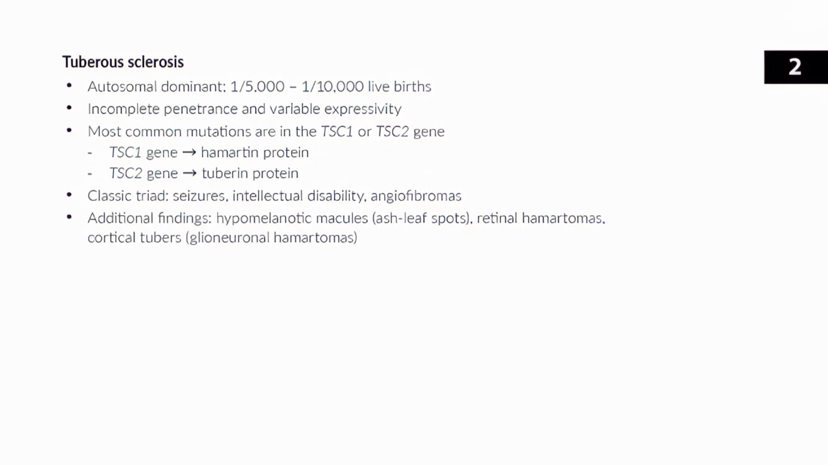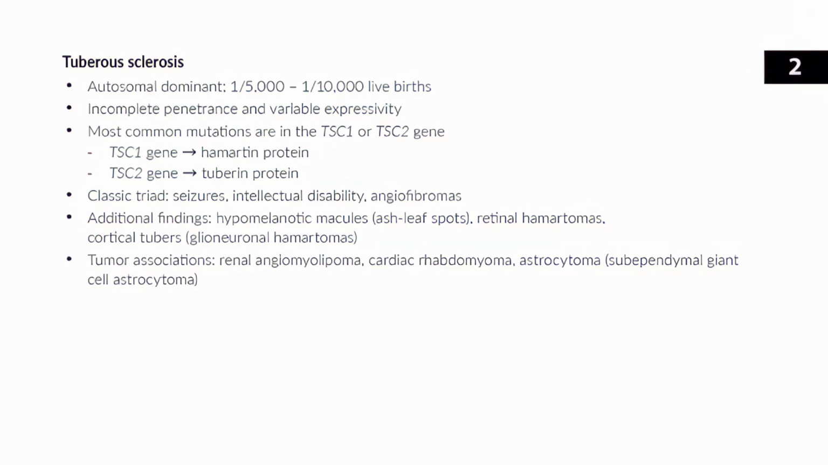Additional findings include hypomelanotic macules. These are referred to as ash leaf spots on the skin, retinal hamartomas, and cortical tubers that are glioneuronal hamartomas, renal angiomyolipomas, cardiac rhabdomyomas, and astrocytomas.